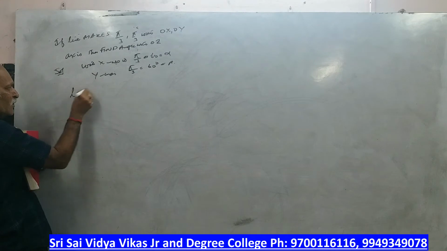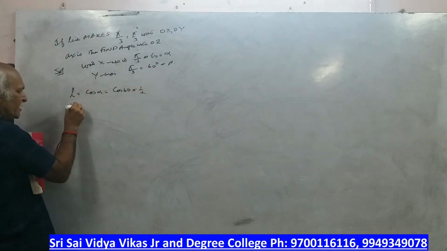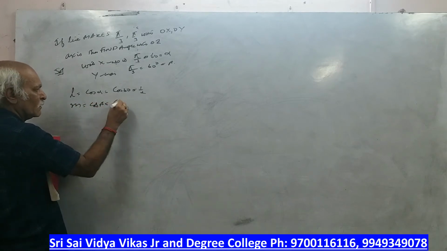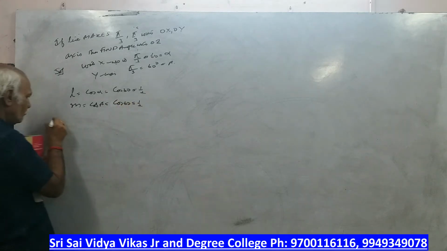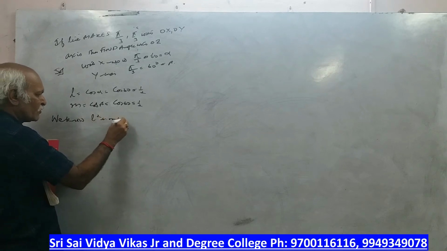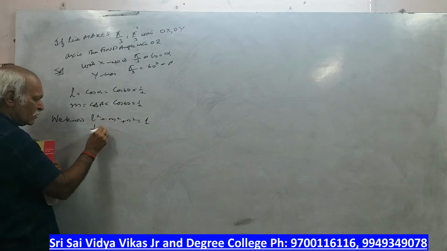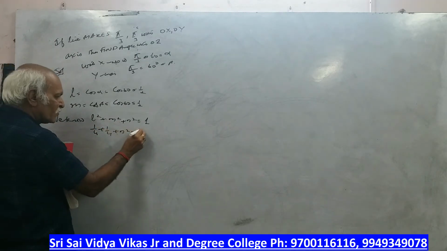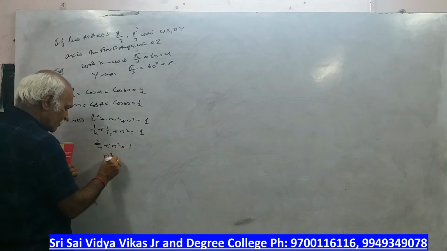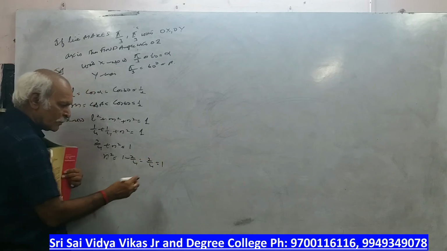We know L is equal to cos alpha, cos 60, so 1 by 2. M is equal to cos beta is equal to cos 60 is equal to 1 by 2. We know L square plus M square plus N square is equal to 1. L square means 1 by 4 plus 1 by 4 plus N square is equal to 1. 2 by 4 plus N square is equal to 1. N square is equal to 1 minus 2 by 4, which is 2 by 4, equal to 1 by 2.